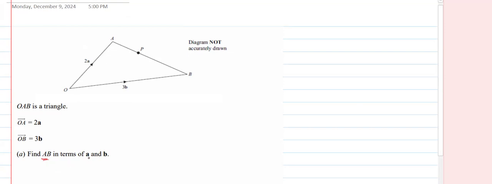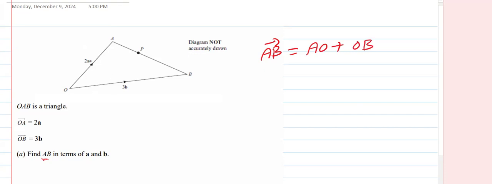So find AB in terms of the A and B vectors. What is AB? I have to find the closed path for AB. What will be the closed path? Look, you will not go by the direct path; instead you will go AO, because you cannot take this path. You will go along this path, AO plus OB.